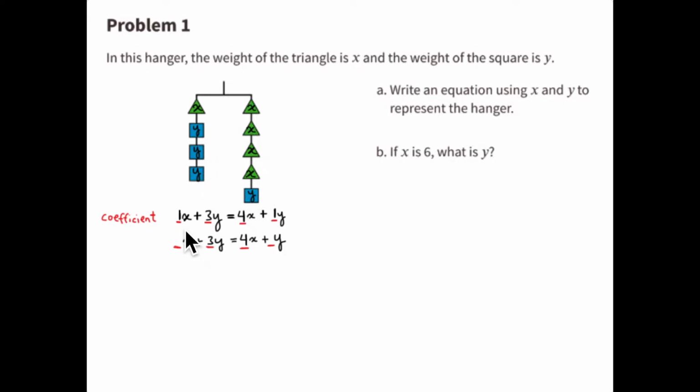And the number in front of the variable, x or y, is called the coefficient. It tells you how many of that variable you have. So I have 1x on the left side and I have 3 y's on the left side. So the 1 and the 3 are the coefficients. And on the right side, I have 4 x's and 1 y.